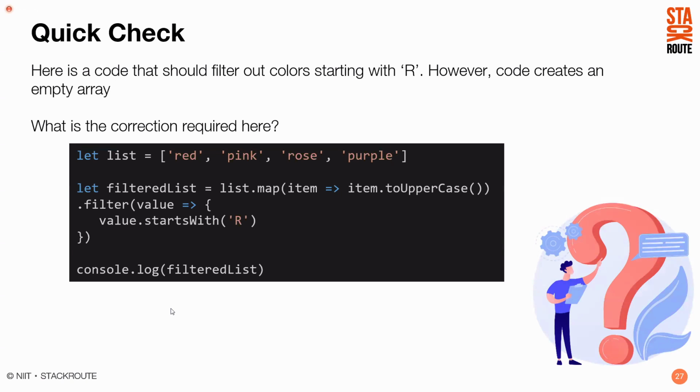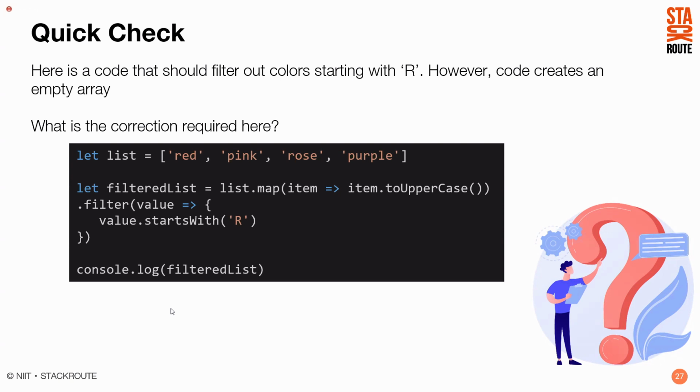We have a list, and the list is nothing but an array holding colors: red, pink, rose, purple. So we are traversing all the values by using map and converting them to uppercase. Map is used to traverse all the values, mandatory, no filter, nothing, and transforming them: all the values get transformed to uppercase.